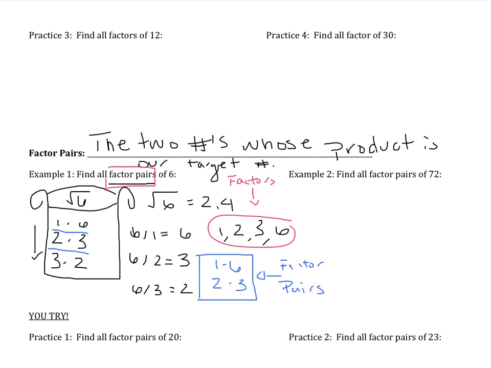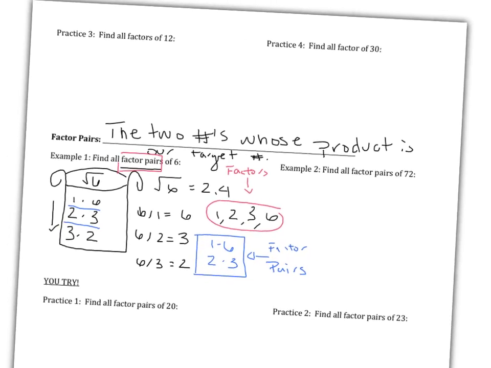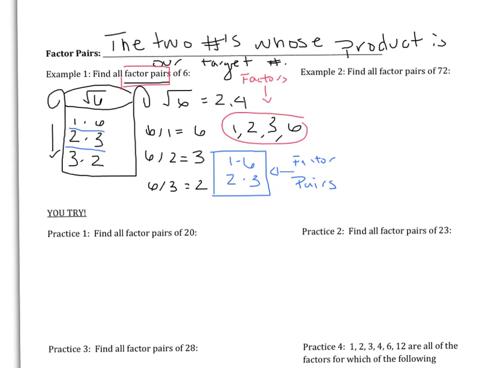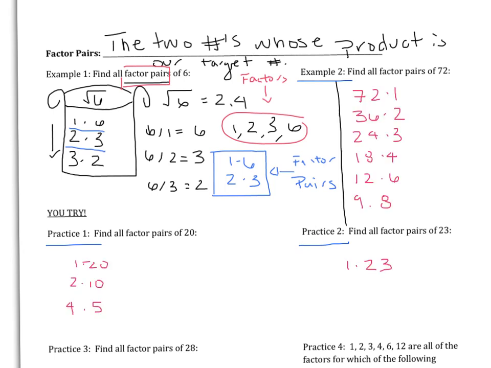Okay, so what I want you to do is try the next 3. I want you to try example 2 as well as practice 1 and practice 2. Go ahead and pause the video, press play when you're ready, and you can see what the answers were. Alright, here are your answers. For example 2, here are all our factor pairs.